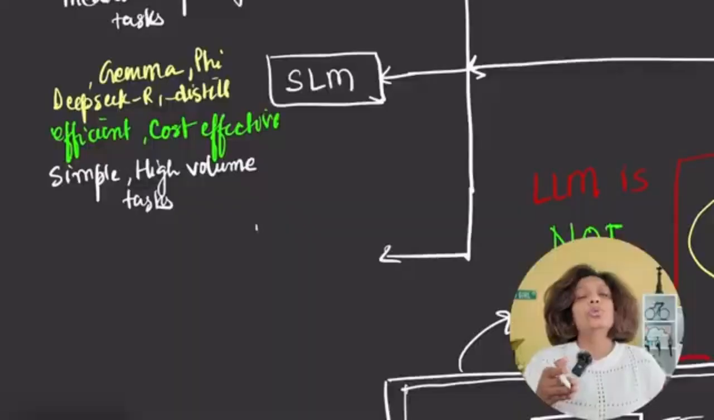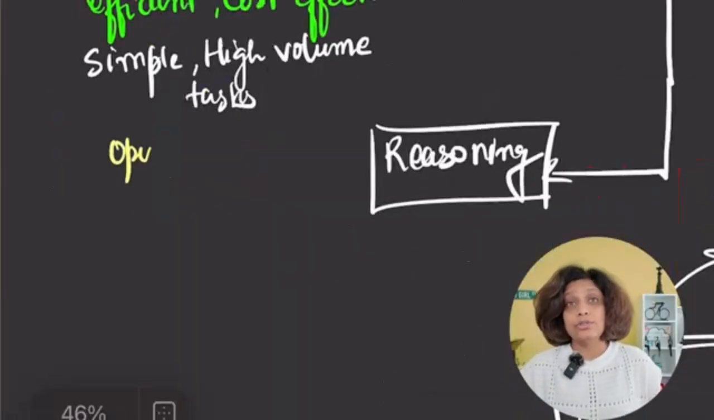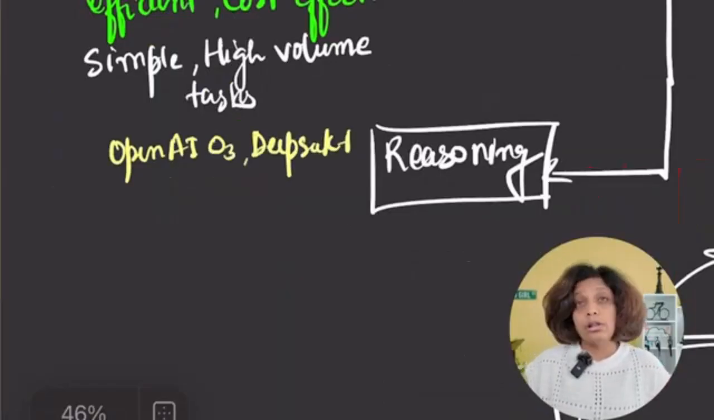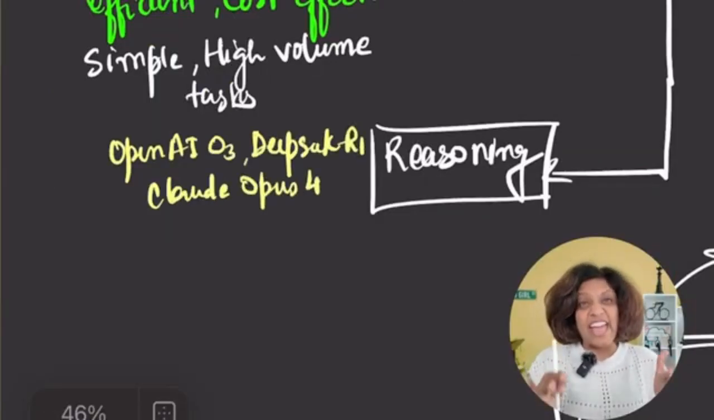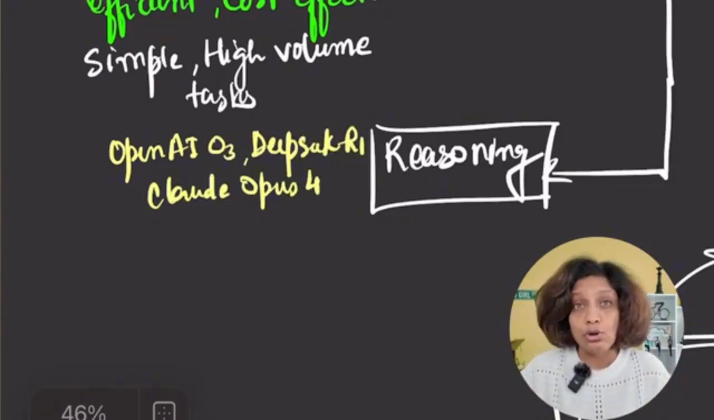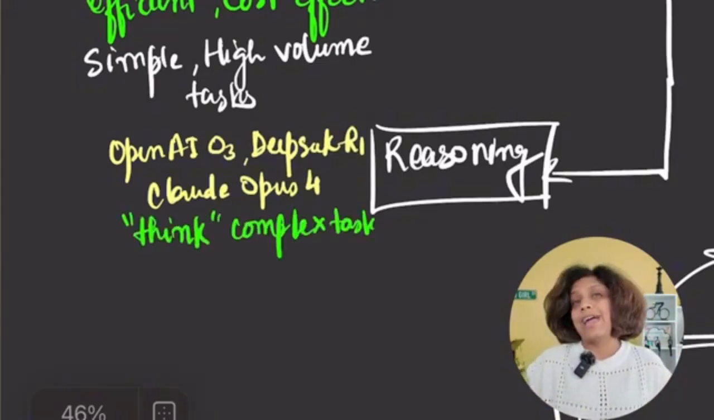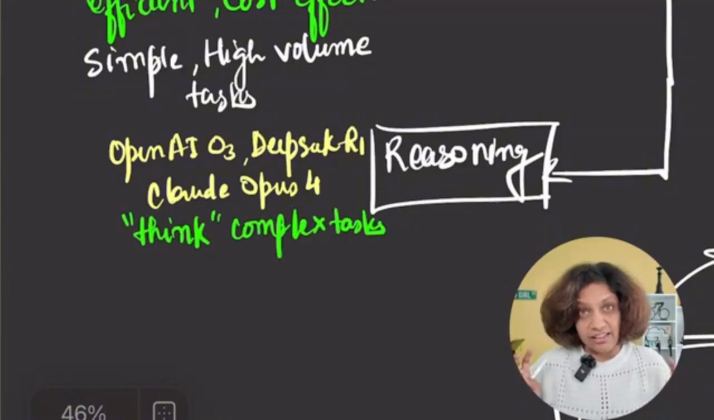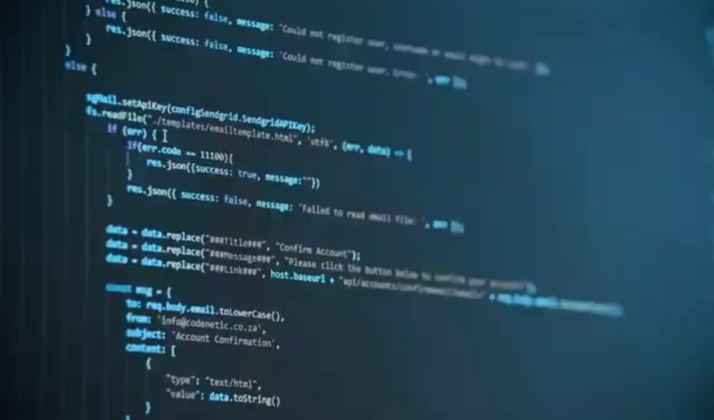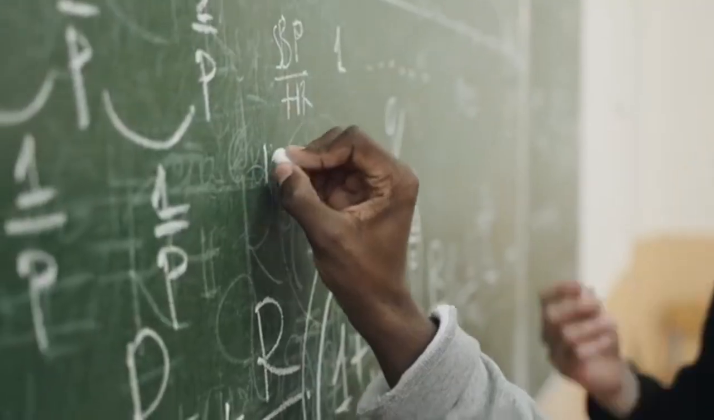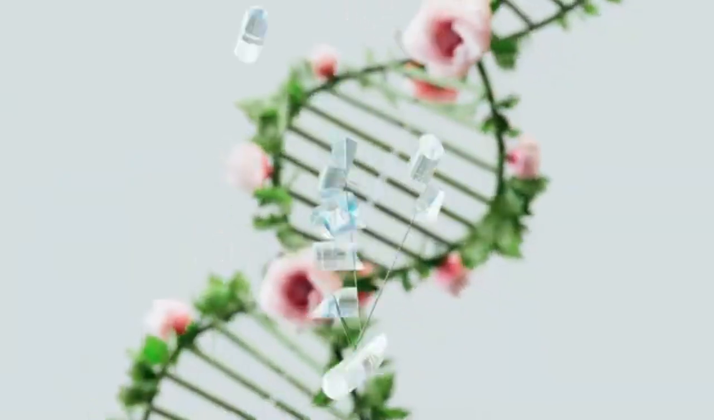And finally, your reasoning models like OpenAI's O3, DeepSeek R1, or Claude Opus. These are the heavy hitters. These models generate long chains of thought before answering. They literally think through a complex problem. You would use these for agents tackling tough coding challenges, advanced mathematics, or complex scientific problems. The model you choose depends on your specific use case, your budget, and the complexity of the task that your agent needs to handle.